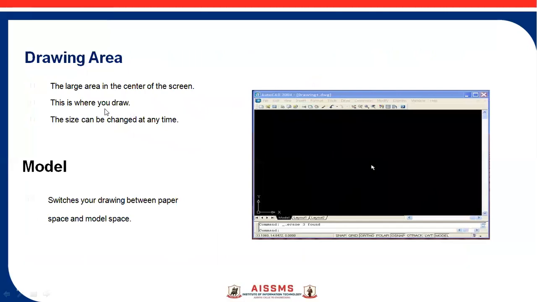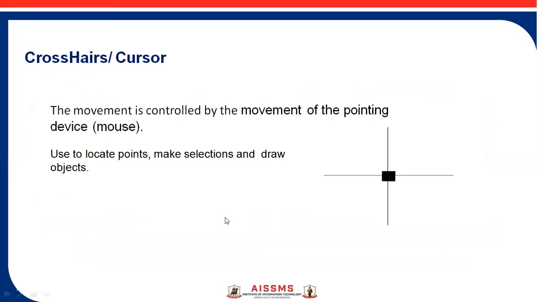Then the drawing area: this area at the center of the screen is called the model area, where we are going to work. This is where you will draw. The size can be changed at any time, and the model tab switches your drawing between paper space and model space. Then the position of your cursor or crosshair.